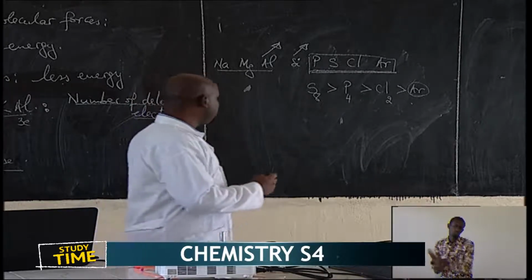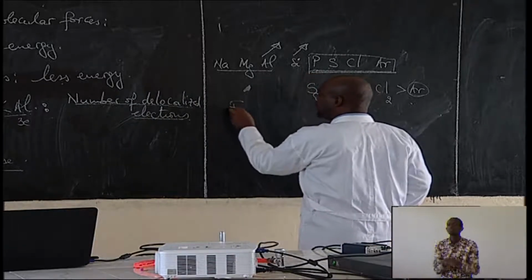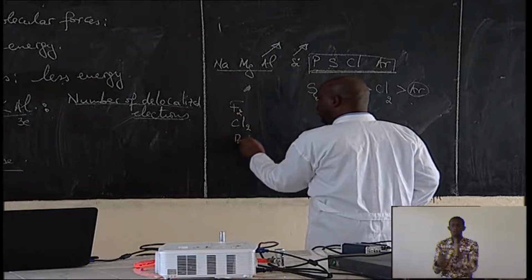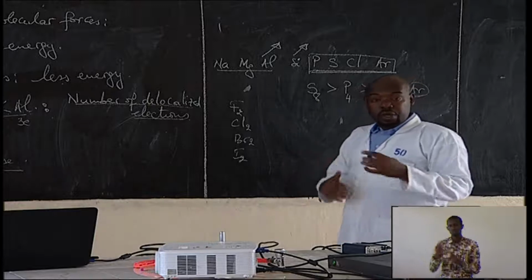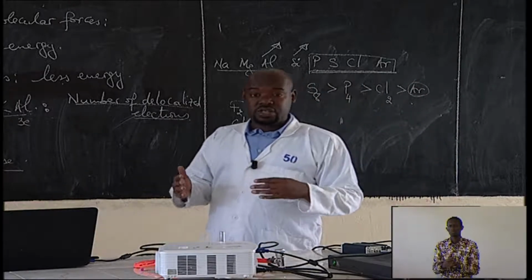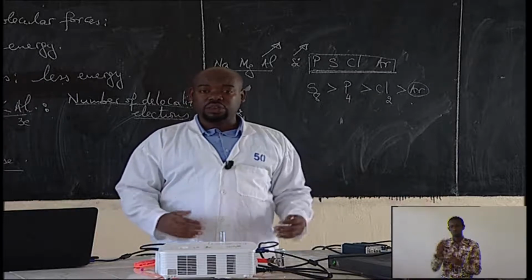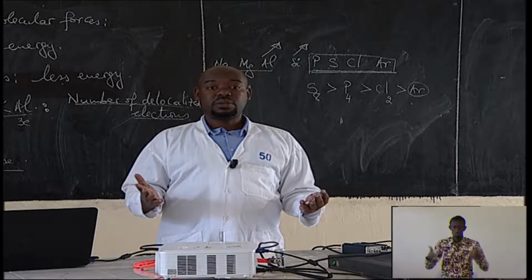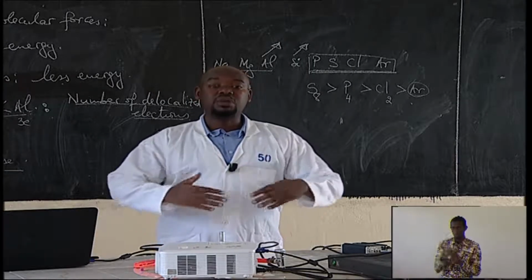What happens when we move down in a group of nonmetals? Let's consider fluorine, chlorine, bromine, and iodine. We will always consider the intermolecular forces. They are molecules. How does the size vary as we move down the group? It increases. And as it increases, the intermolecular forces will become stronger.